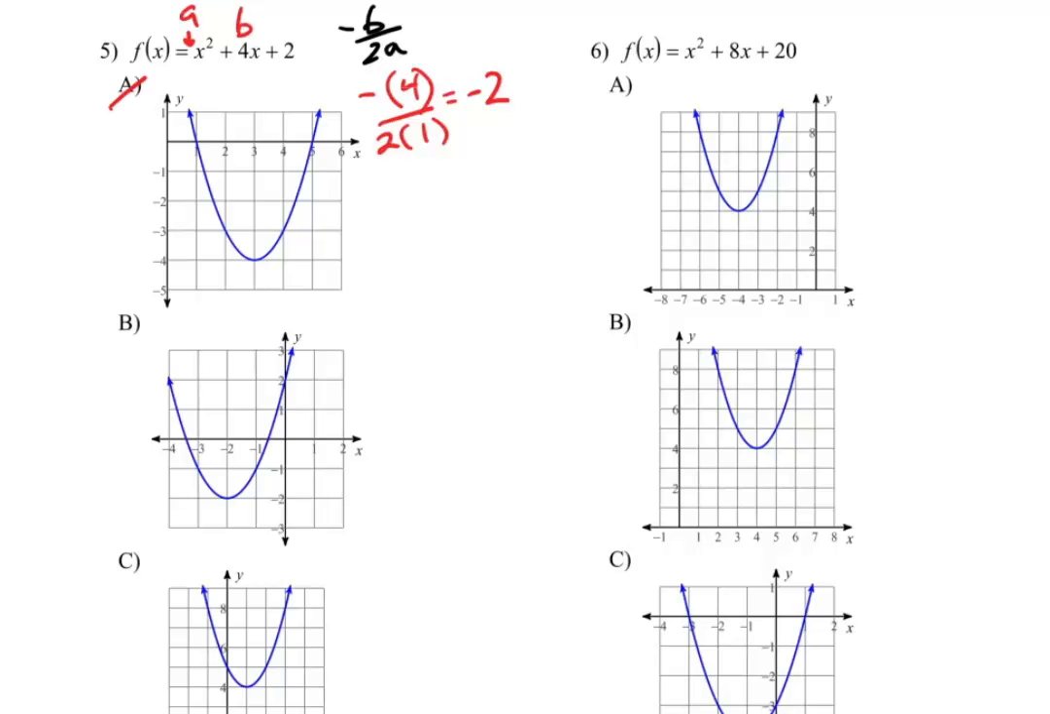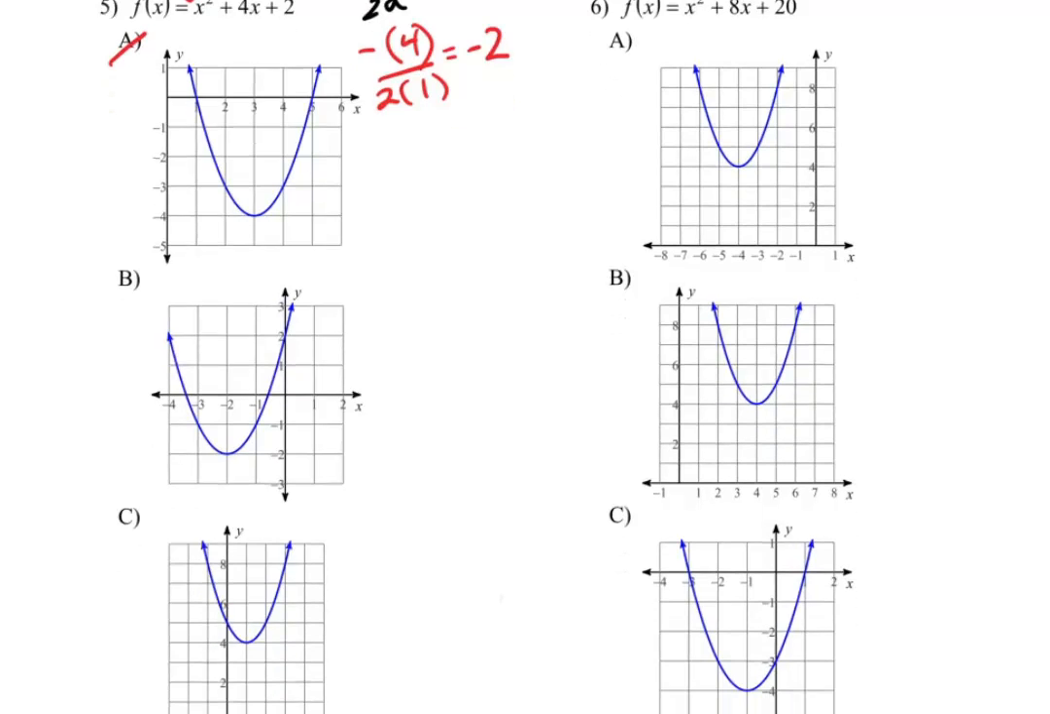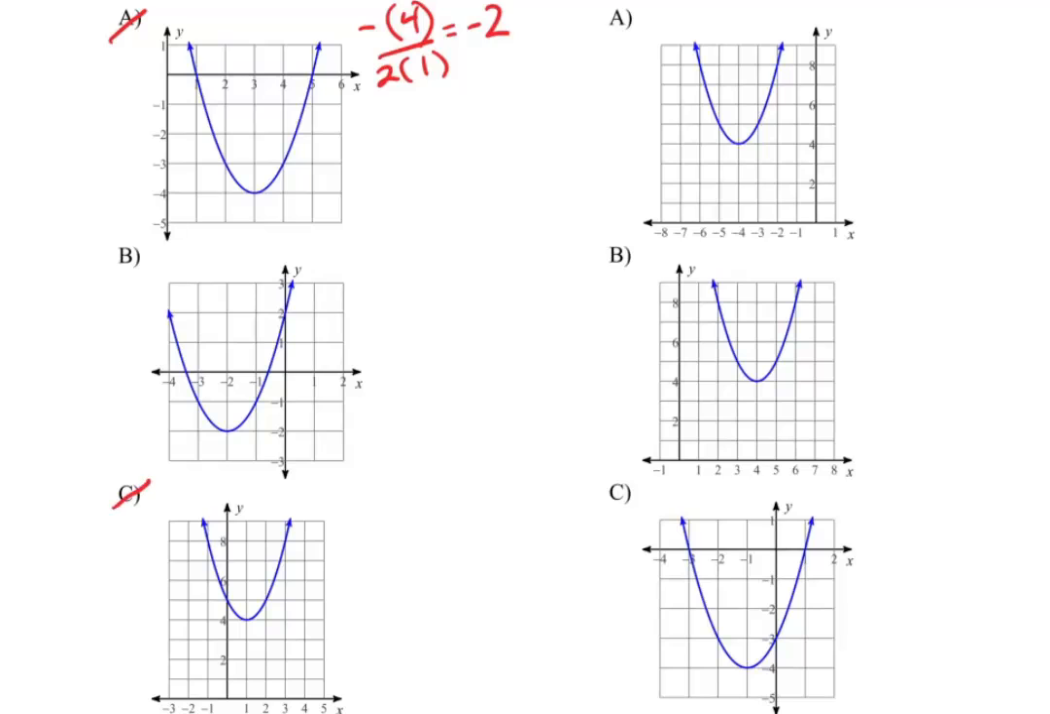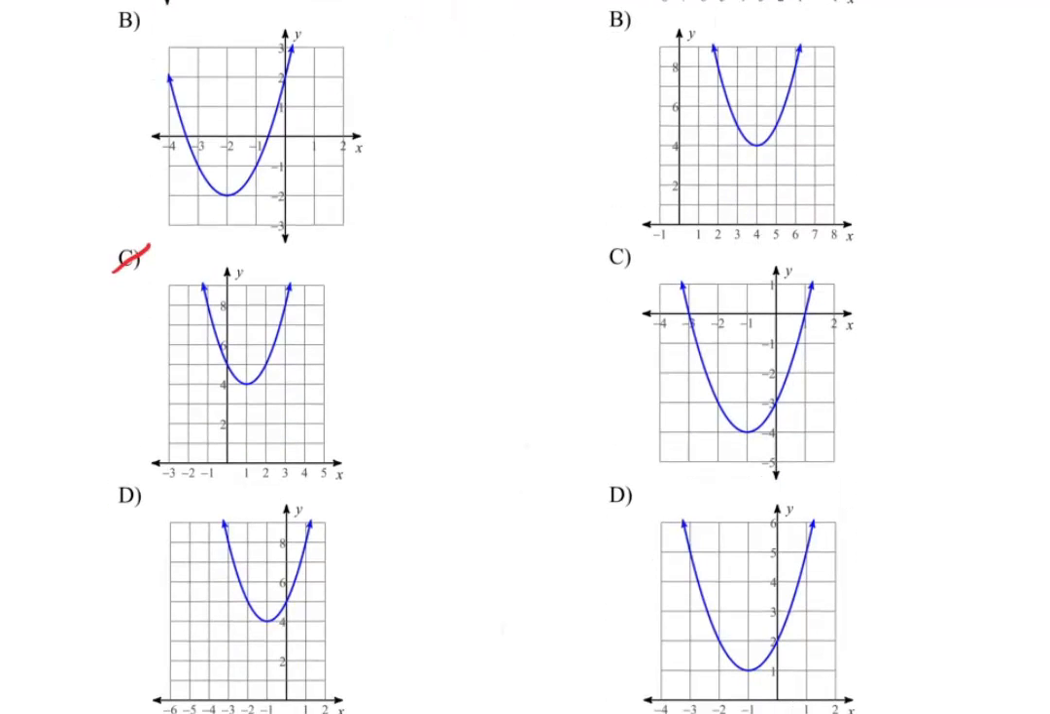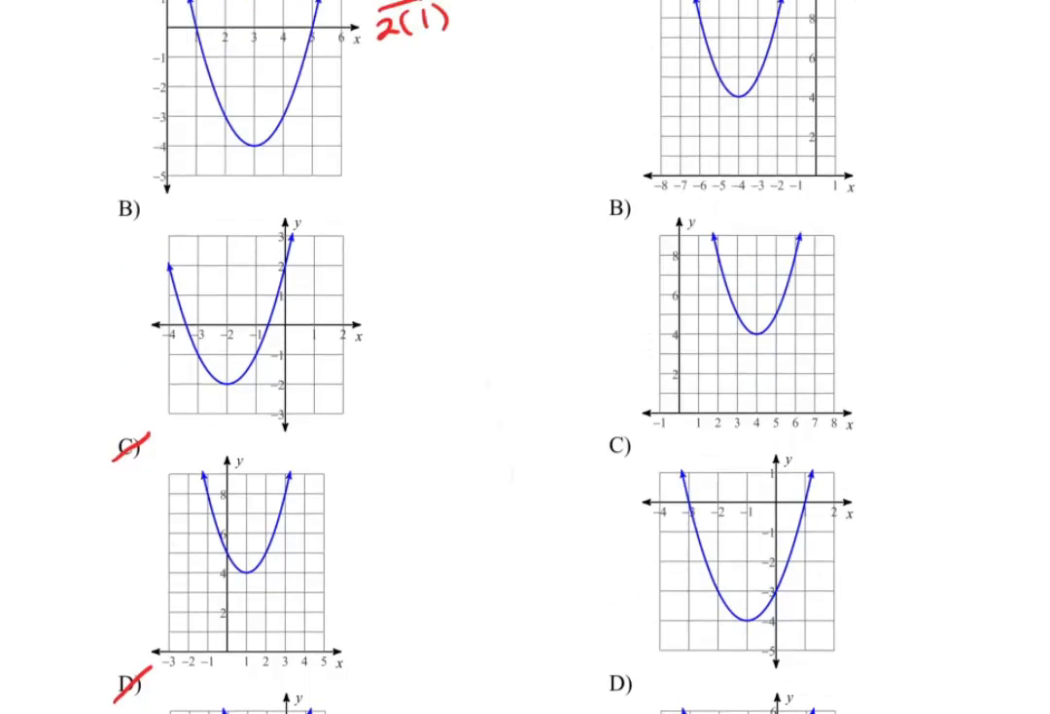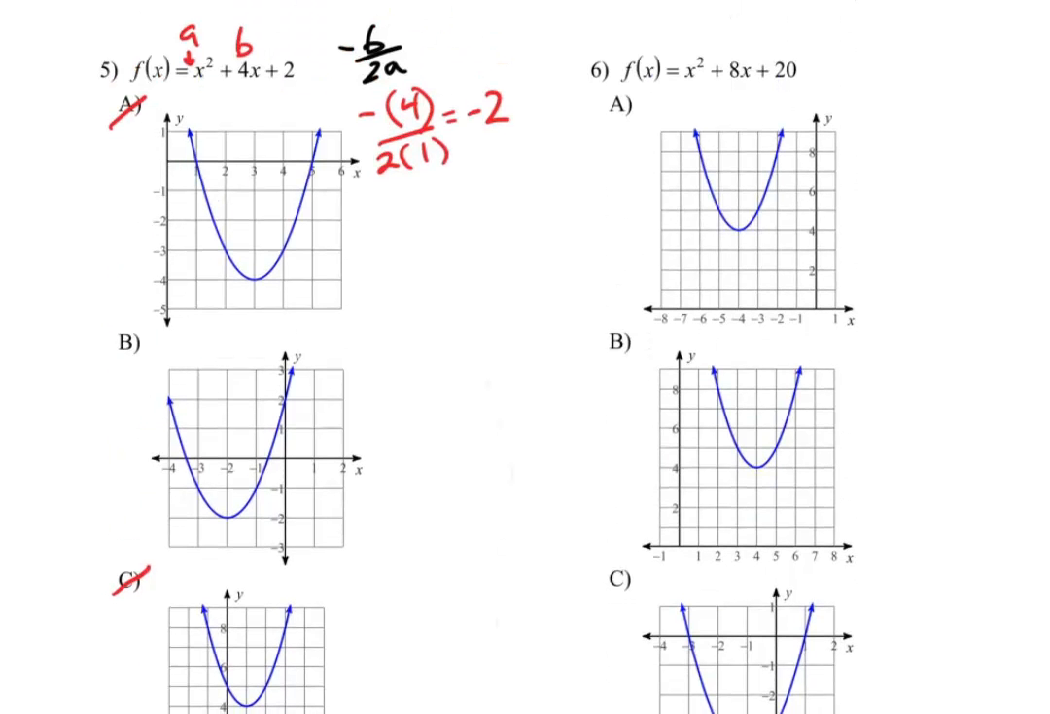I can rule out a. I can rule out c. And actually, I can rule out d. The answer has to be b.